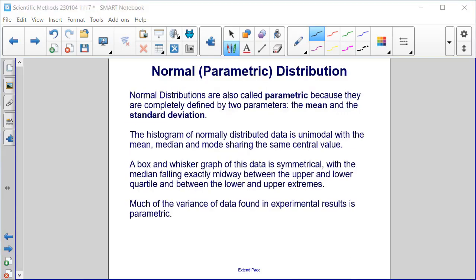Normal distributions are also called parametric because they're completely defined by two parameters, the mean and the standard deviation. The histogram of normally distributed data is unimodal, with the mean, median, and mode sharing the same central value. A box and whisker graph of this data is symmetrical, with the median falling exactly midway between the upper and lower quartile and between the lower and upper extremes. Much of the variance of data found in experimental results is parametric.